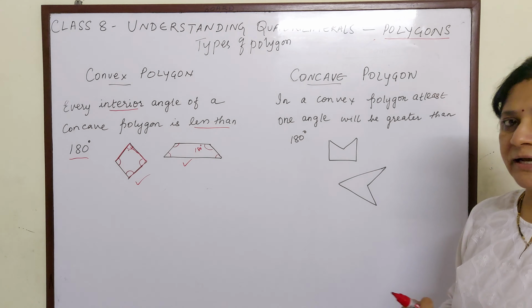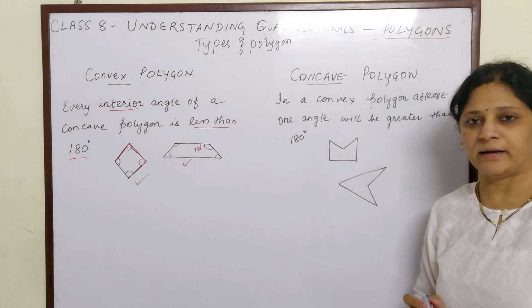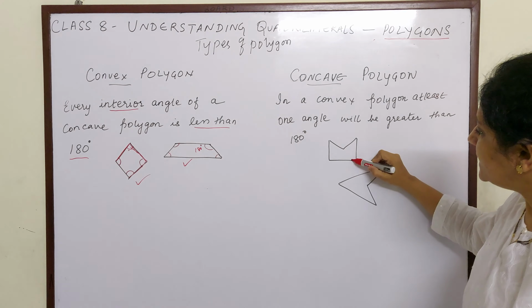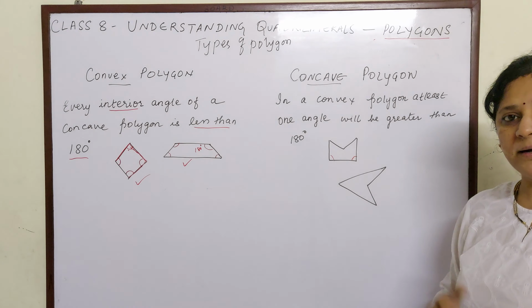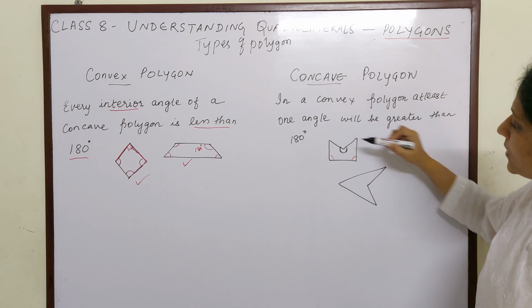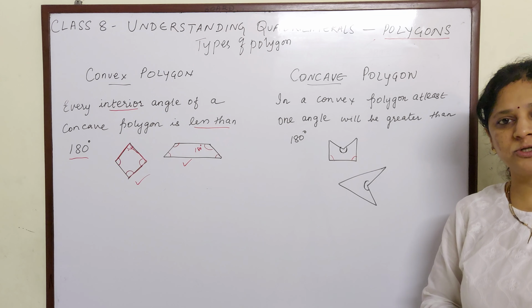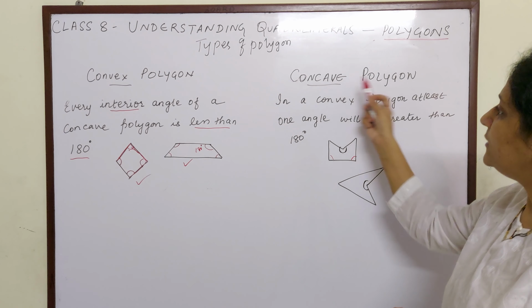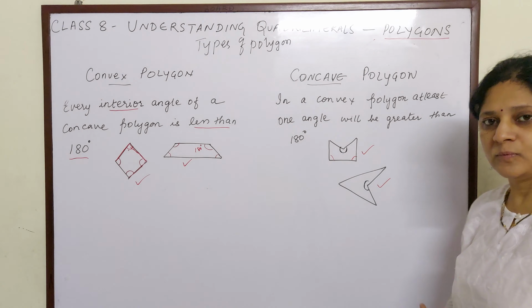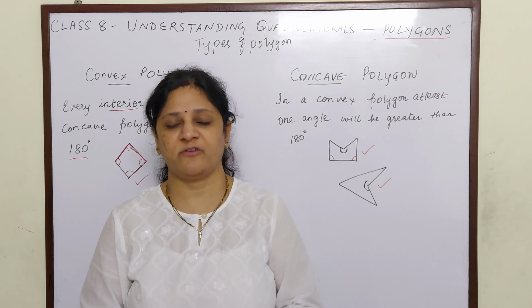And in a concave polygon, at least one angle will be greater than 180. Now if you see, this is also a closed figure, it is a polygon and these are the interior angles. But here at least one angle is more than 180. So if any one angle is more than 180, then such polygons are known as concave polygons. Hope you understood, children, what a polygon is and what the types of polygon are.